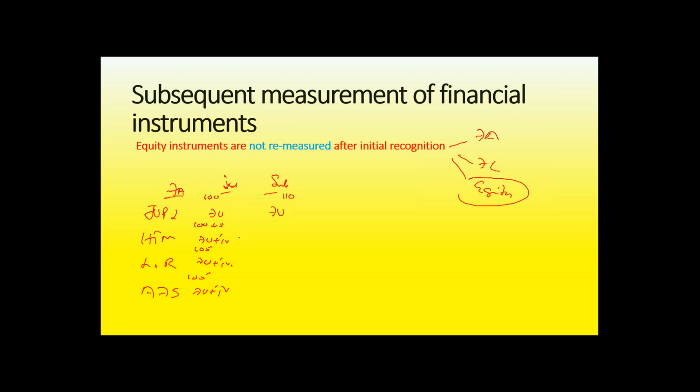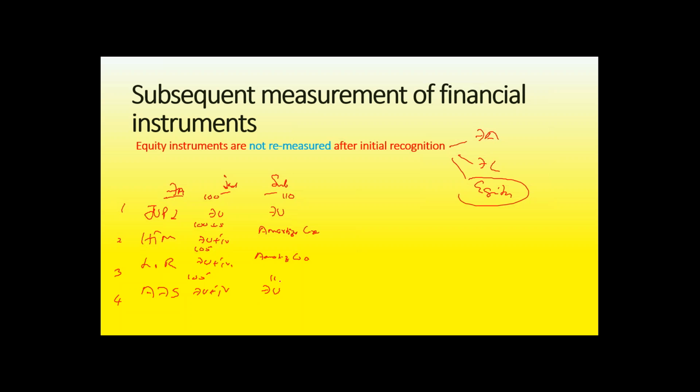The held to maturity and loans and receivables are not measured at fair value. They are measured at what we call amortized cost. I will explain what amortized cost is, but you will know it is not measured at the fair value. Then available for sale, again it will be measured at fair value. So number one and number four are subsequently measured at fair value.